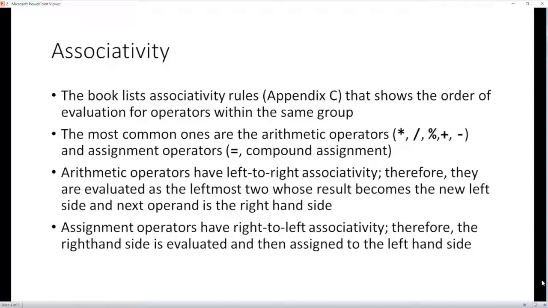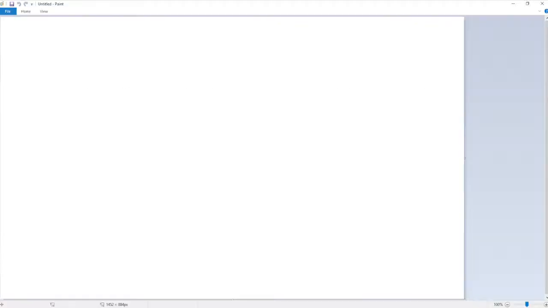Also in Appendix C is a list of the associativity rules for operators within a given precedence group. The most common ones are the arithmetic operators, which we're familiar with, and assignment operators. Arithmetic operators have left to right associativity. What this means is that if a series of operators of the same precedence level are in a sequence, we resolve them or evaluate them left to right.